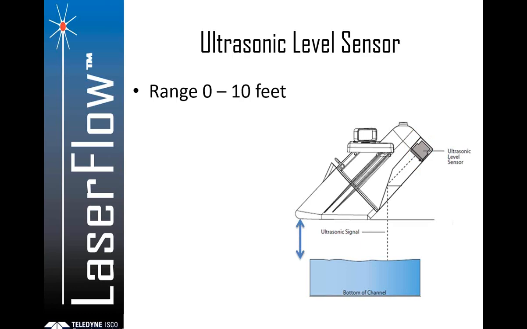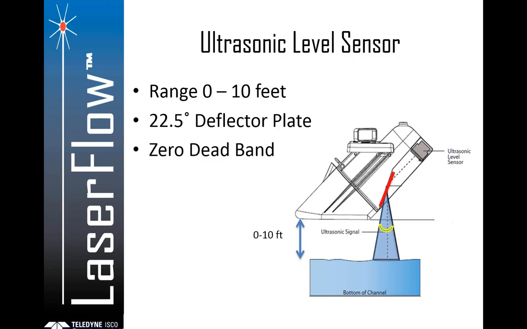The range of the sensor, which is determined by the range of the ultrasonic depth sensor, is 0 to 10 feet. Because there is no deadband with the ultrasonic level sensor, as was shown in the video, the sensor can actually operate with the water right at or touching the face of the sensor, because ISCO has mounted the ultrasonic level sensor up high in the back of the sensor with a reflector plate or deflector plate at 22.5 degrees. So the sensor fires, hits that plate, and then goes down to the bottom of the channel, and this eliminates typical dead bands that you see in most ultrasonic level sensors.